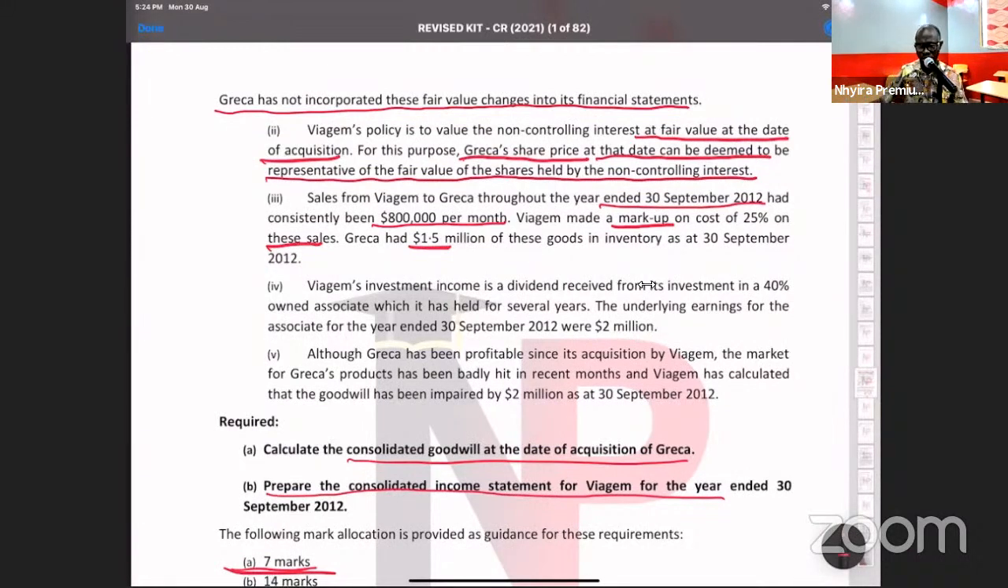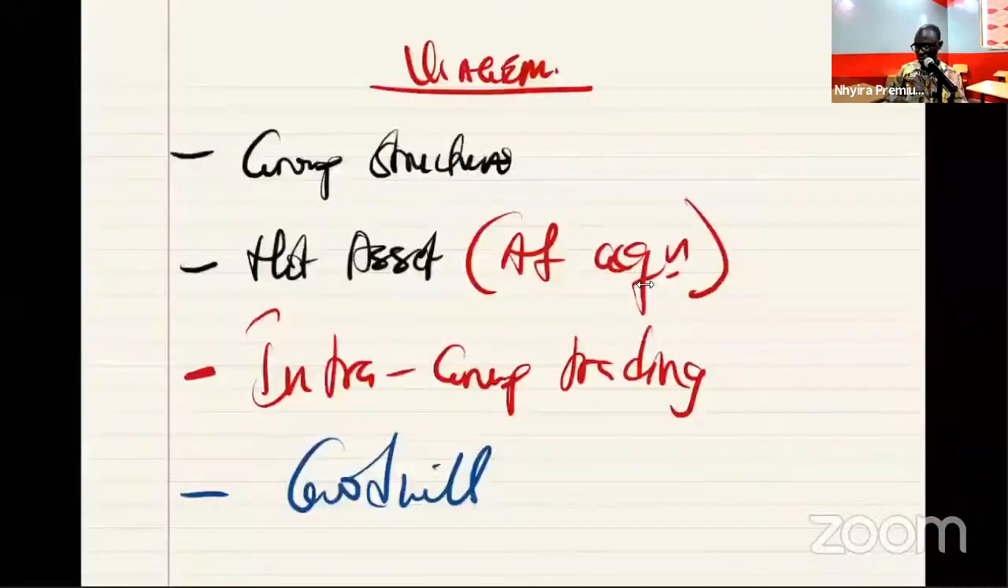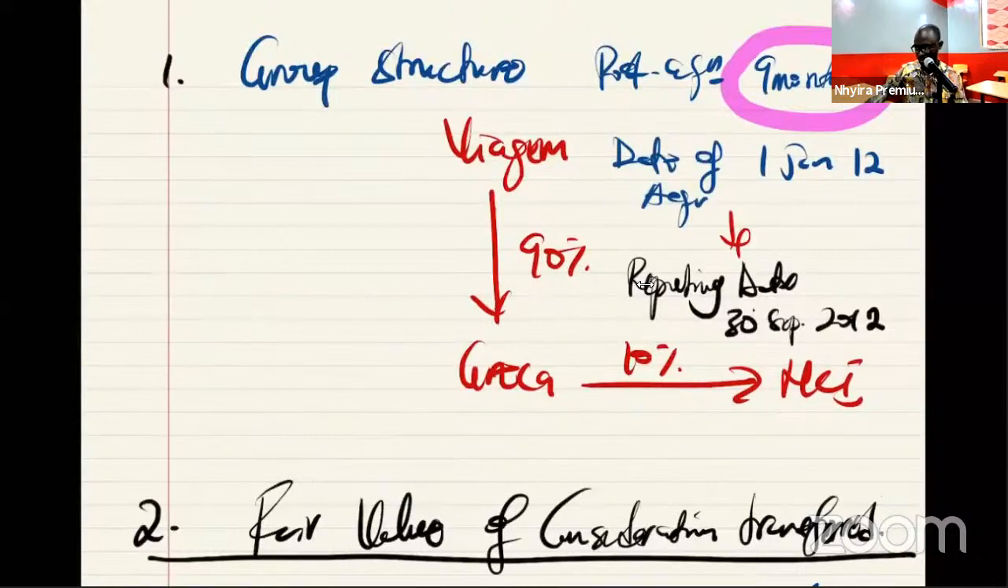Please go through Workings 1 again. Workings 1 on what? That's group structure. Let me finish. I'll come back to that.